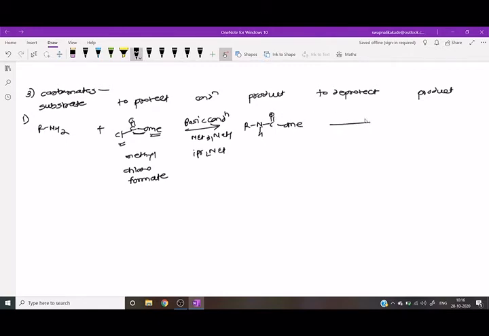The reagent used for deprotection is trimethylsilyl iodide. It is formed when trimethylsilyl chloride reacts with sodium iodide. It gives trimethylsilyl iodide and NaCl. Here oxygen attacks the silicon, iodide is the leaving group. It gives this product.